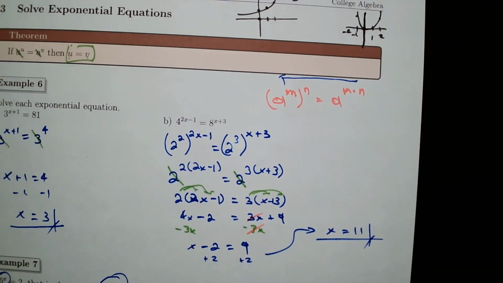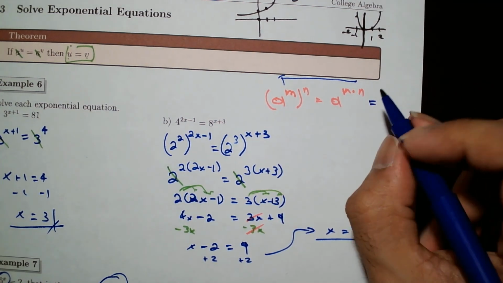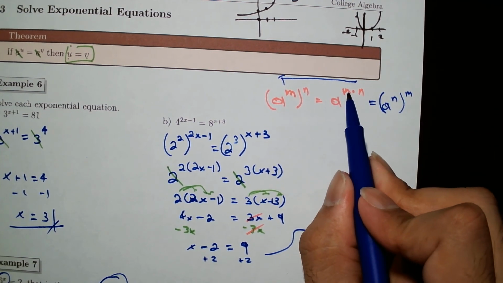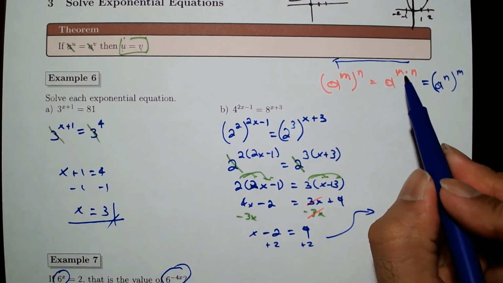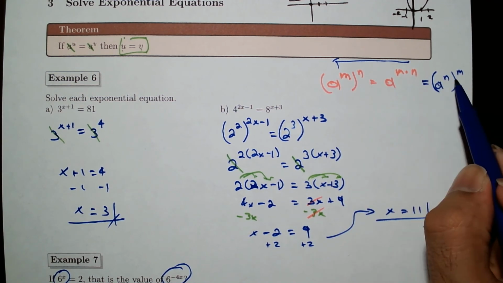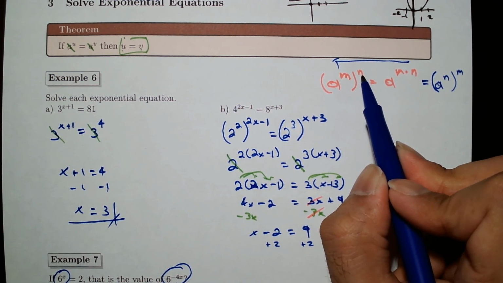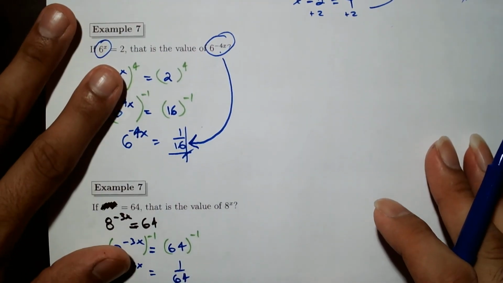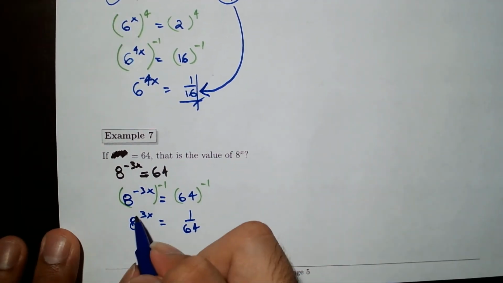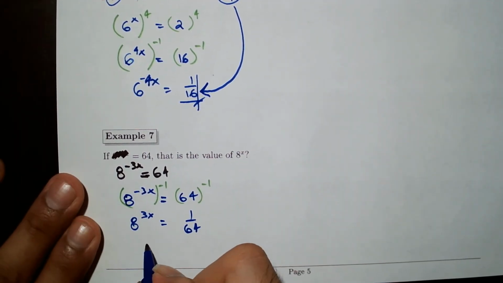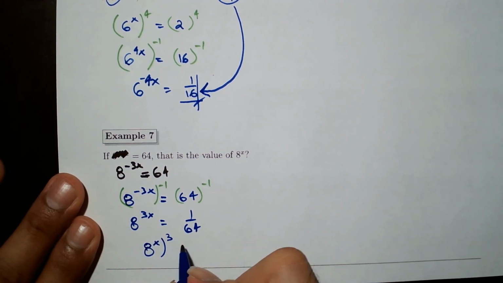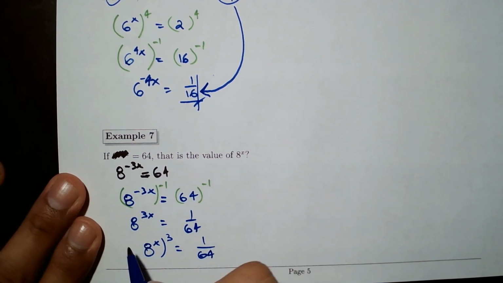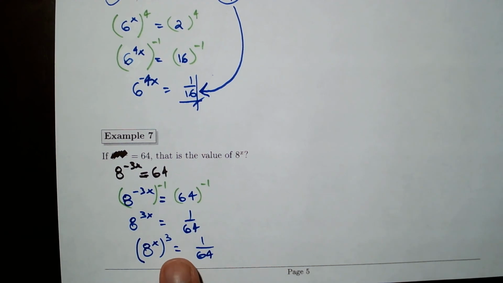When you use this property, you can also say that a to the n over m. So if this is your starting point, a to the mn, you can have the m inside and the n outside, or the n inside and the m outside. Now, in this case, I'm going to take the 3 outside. So a to the x to the 3rd power is 1/64.